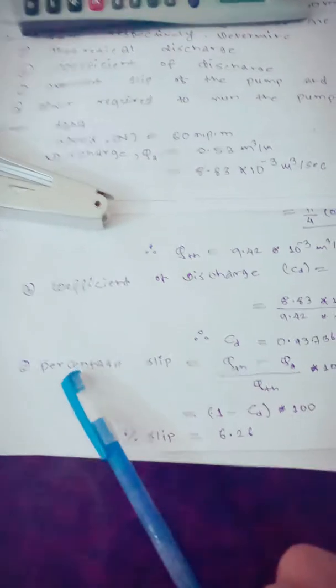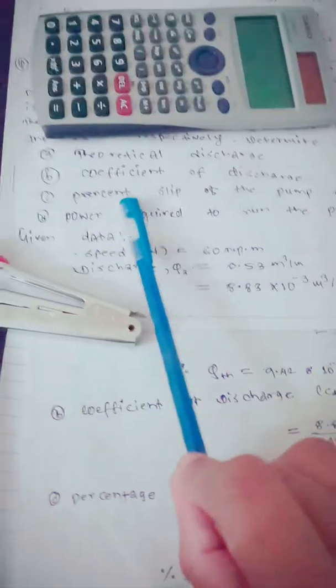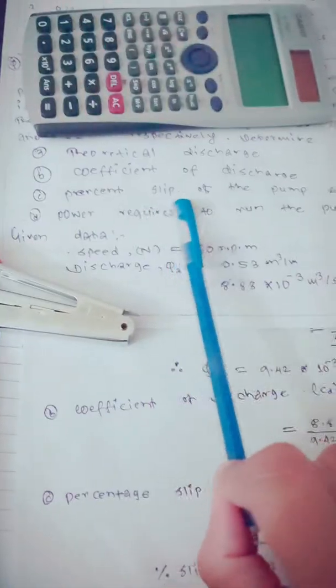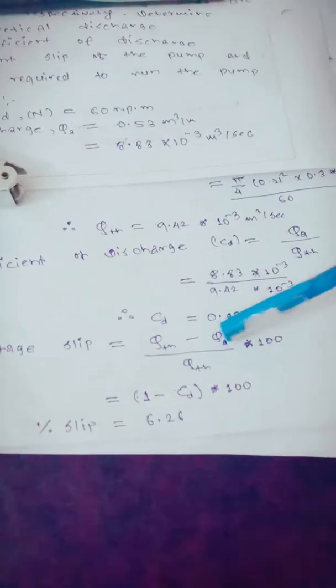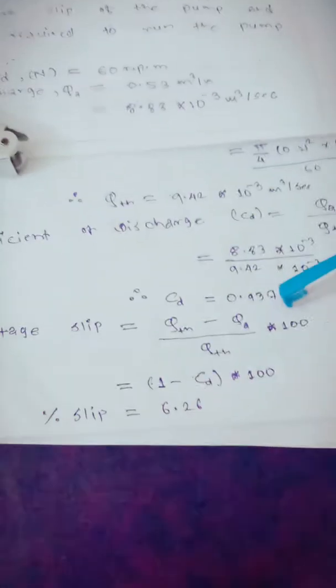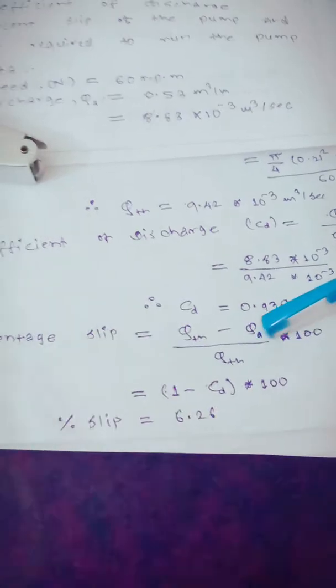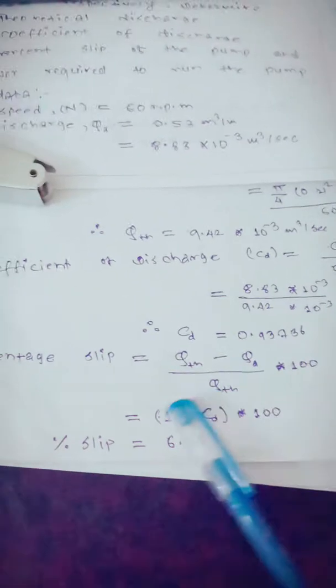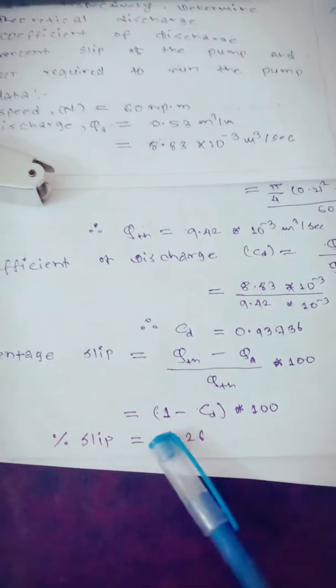Now the third thing the question asks is to find the percentage slip of the pump. The percentage slip formula is theoretical discharge minus actual discharge, by theoretical discharge, into 100. Keeping the values in this formula, I am getting percentage slip equal to 6.26%.